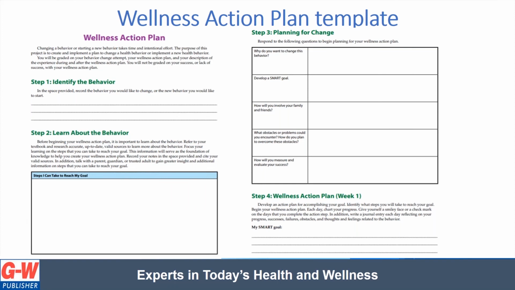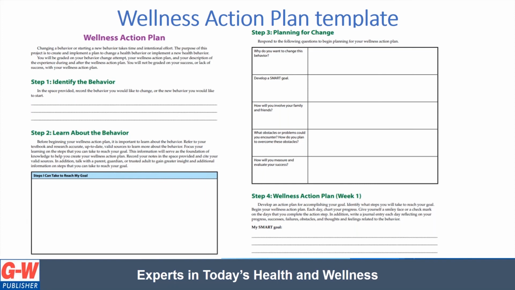So you don't want students to feel like they're being graded only if they're successful. Like they'll get an A if they're successful, they'll get an F if they're not successful. You don't want students to feel that way, because they'll just modify and change their answers. So just let them know that they're not being graded on that. But they will be graded on their attempt to change a behavior, their well thought out action plan, and their description of their experience during and after the action plan.